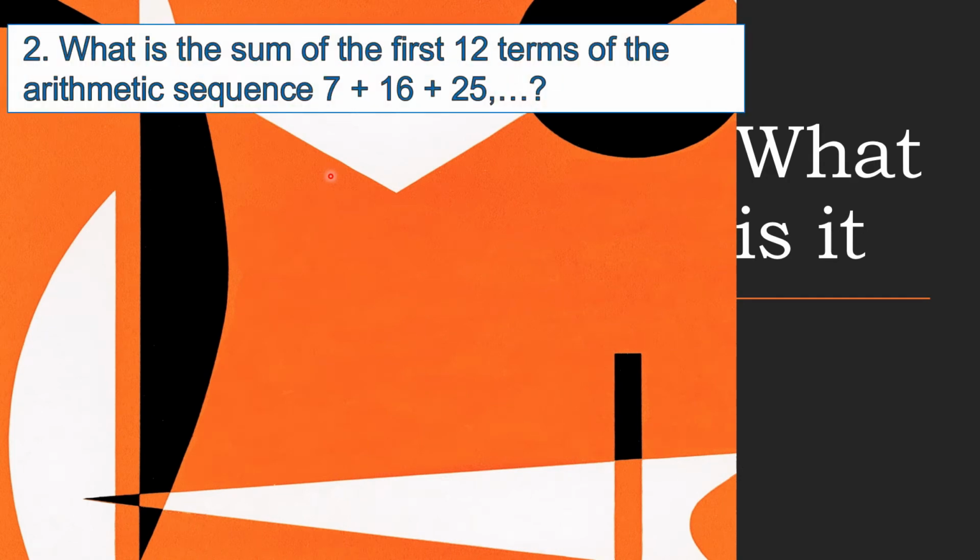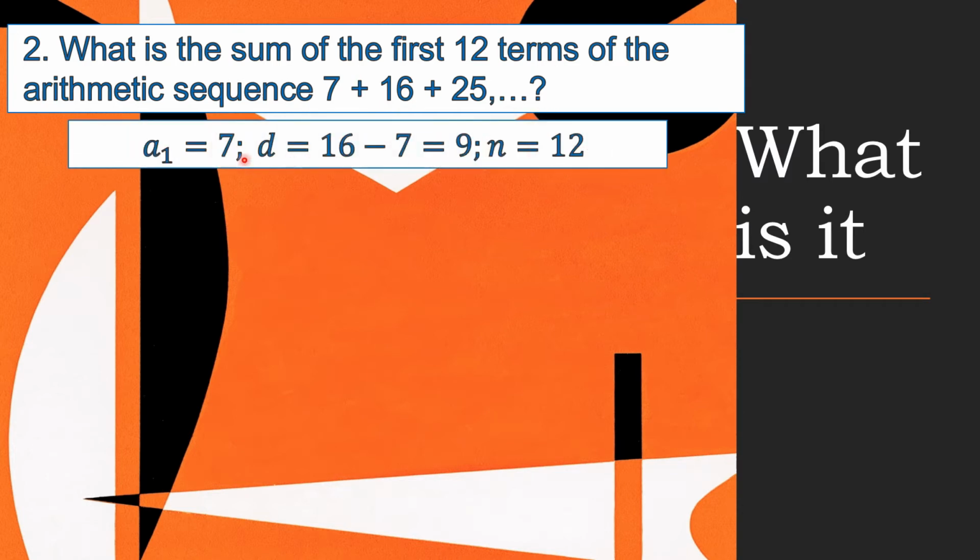Let's have our second example. What is the sum of the first 12 terms of the arithmetic sequence 7 plus 16 plus 25 and so on? So, i-analyze natin ang given. Ang a sub 1 natin ay 7 dahil ito ang ating first term. At ang common difference natin kung isosolve second term minus first term or 16 minus 7, that is equal to 9. And ang n natin ay 12 kasi we need to find the sum of the first 12 terms of the arithmetic sequence.